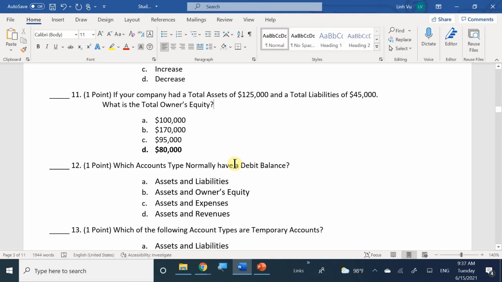Question number 12. What account types normally have a debit balance? C, assets and expenses. Yes. So take your accounting model, right? Your assets and your expenses normally increase on the debit side. Every other account increases with a credit. Okay, so good.